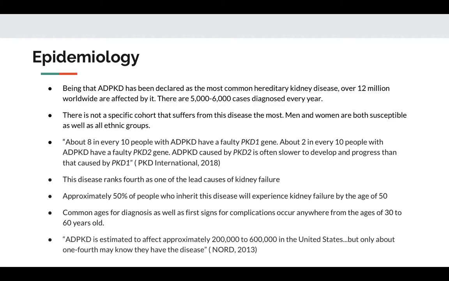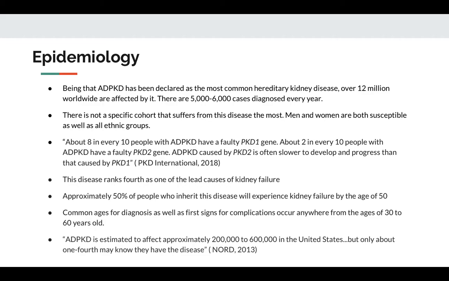So about 8 in every 10 people with ADPKD have that faulty PKD1 gene, which I just talked about, and a little less seen is the PKD2 gene, which about 2 in every 10 people have. Now, with a mutation in PKD1, you'll often see bigger kidneys, and that's a result of more cysts growing at a faster rate. PKD2 is often slower to develop, which will cause a later onset of the symptoms and ultimately a delayed diagnosis.